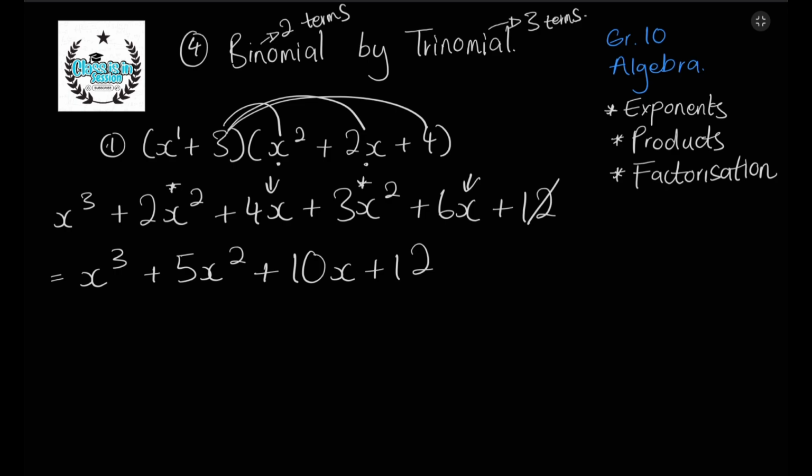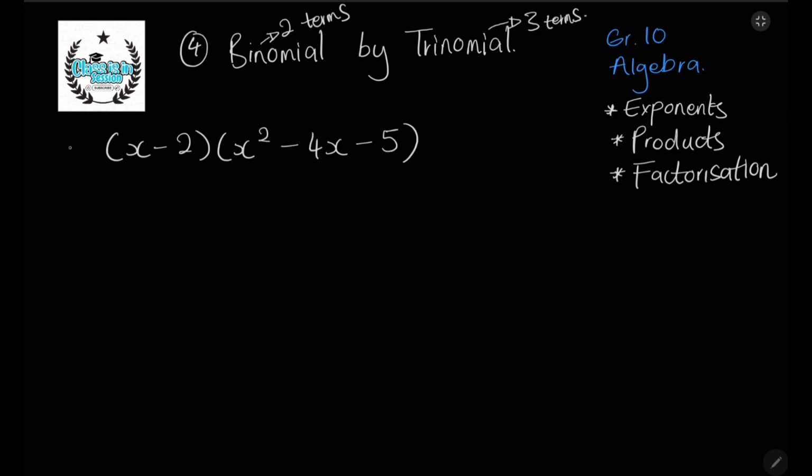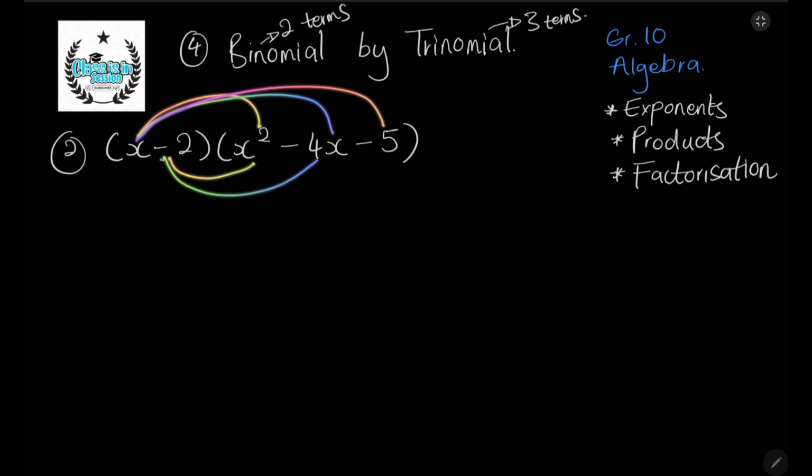Now let's try the second example. In this case, let's handle negative signs. We have x minus 2 in the first bracket times x squared minus 4x minus 5. How do we solve this? x times x squared, x times negative 4x, x times negative 5. Negative 2 times x squared, negative 2 times negative 4x, negative 2 times negative 5.